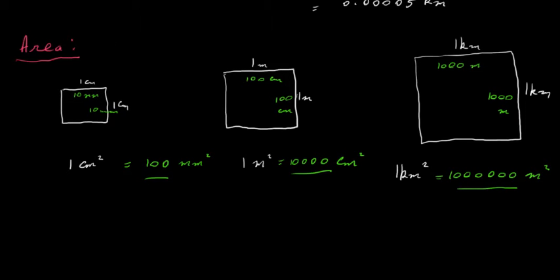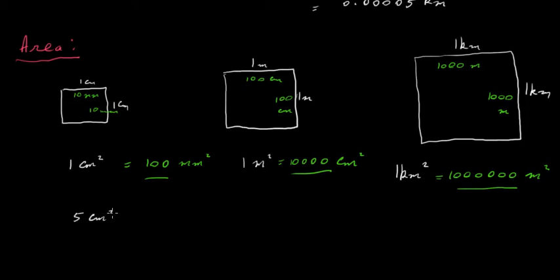So it's the same rule as above. If you move from smaller to larger dimensions, you're going to divide. If you move from larger dimensions to smaller dimensions, you multiply. So let's just do 1 or 2 examples and see how that goes. Let's take 5 centimeters squared.